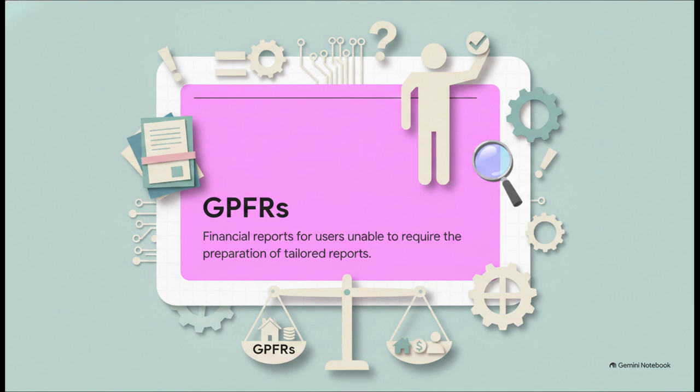Why? Because they're designed for you. Certain bodies, like a specialized legislative committee, have the legal authority to demand custom-built, tailored financial reports from the government. But everyday citizens and taxpayers don't have that power. You can't just knock on the Treasury's door and demand an audit. GPFRs are the great equalizer.